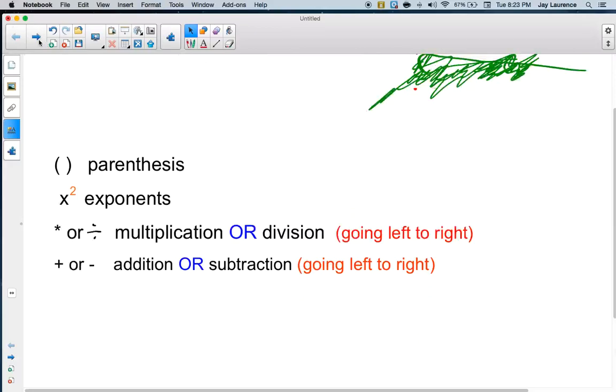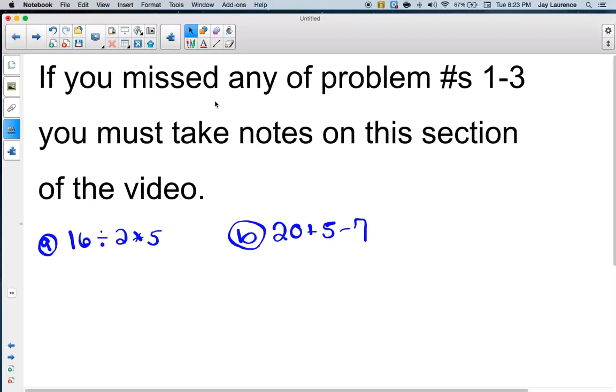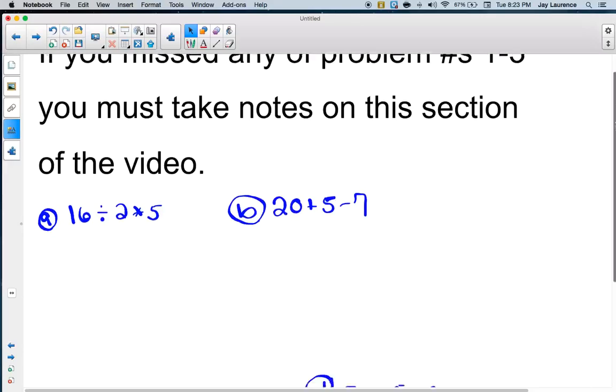So we're going to get to the first part of the video here. If you missed any of the problems from numbers 1 to 3, you must take notes on this section of the video. I'm going to go over, I believe, 4 problems.